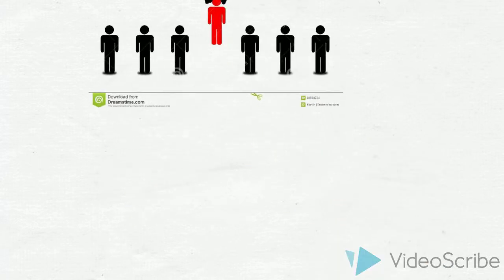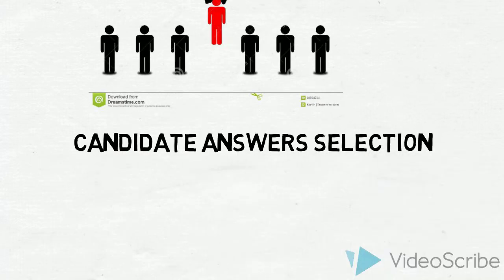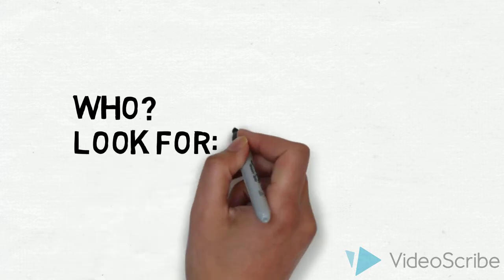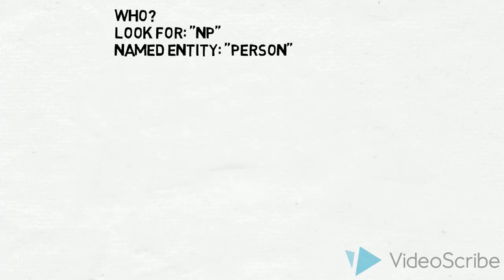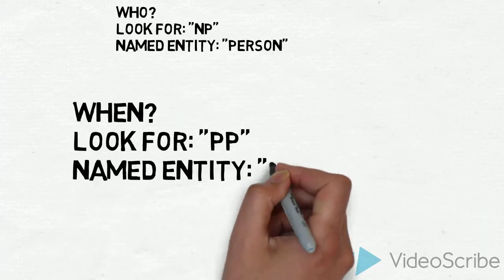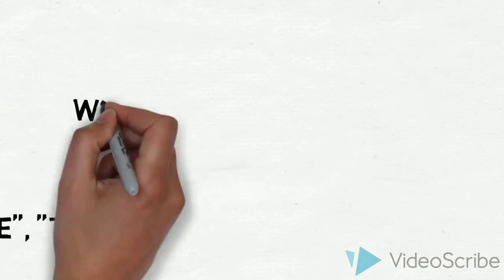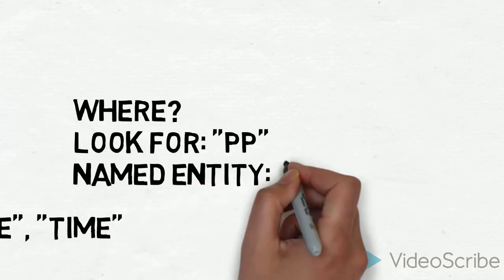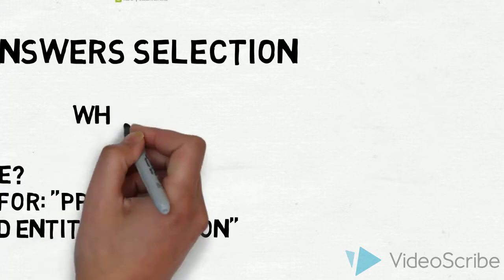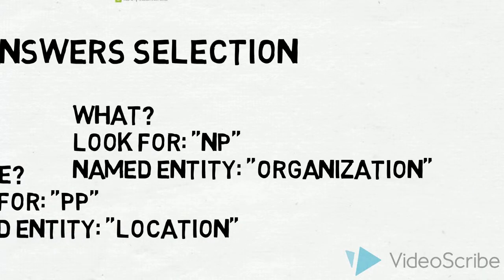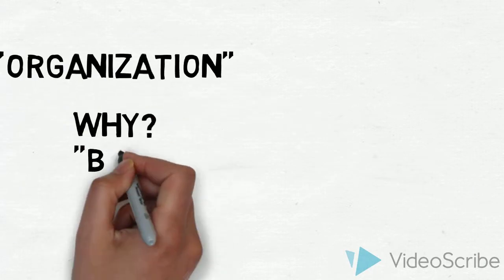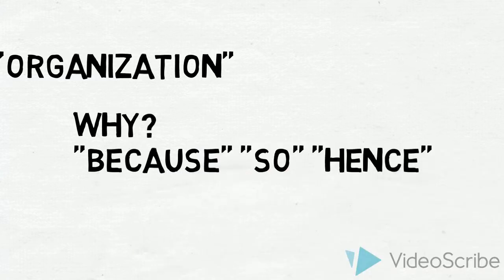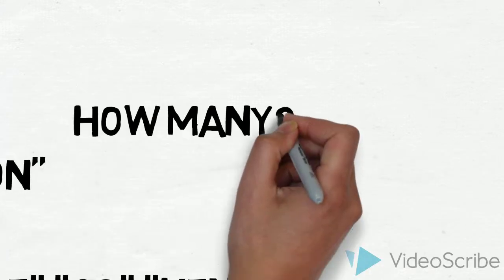For example, for a who question, we would look for person. For a when question, we would look for date and time. For a where question, we would search for location. For what, we look for organization. Why question, we look for because. How many is found by looking for a number.